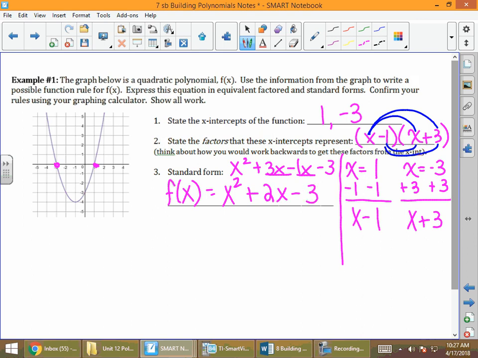Again, the checking mechanism, as some of you are still writing down, is type in x minus 1 times x plus 3 in the calculator. Do you get that picture to the left? Or type in x squared plus 2x minus 3 in the calculator. Do you get that picture to the left?